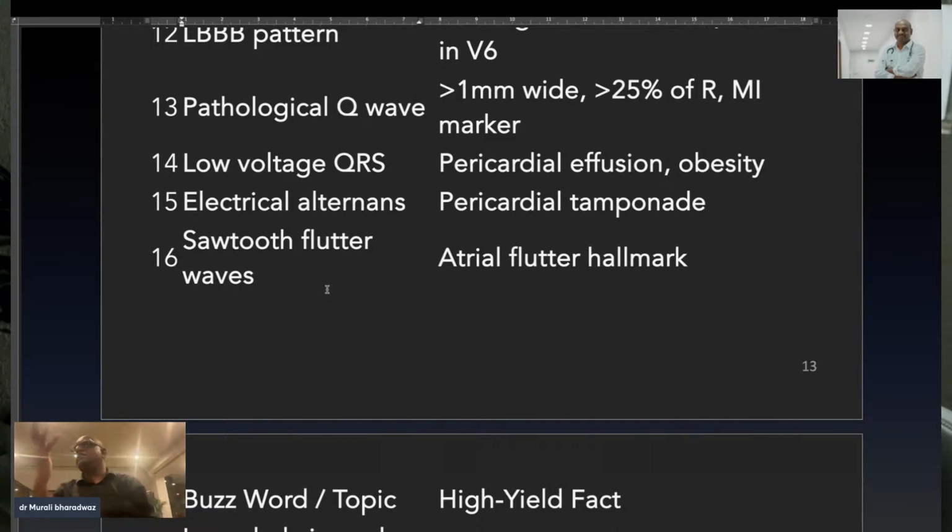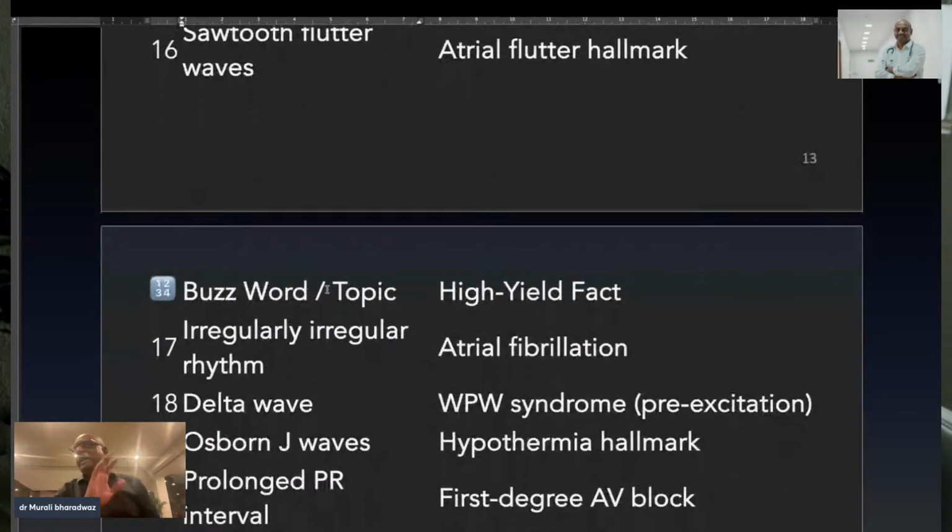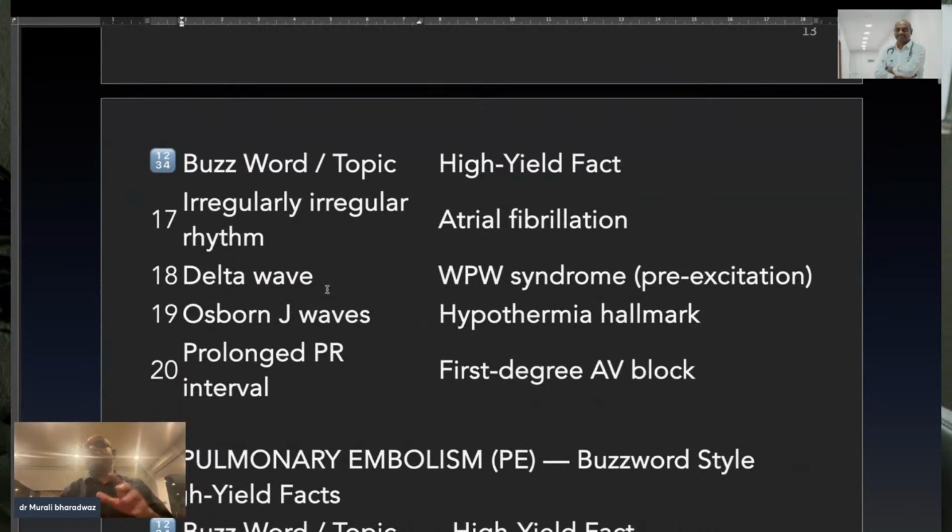Low voltage QRS is a feature of obesity and pericardial effusion. Electrical alternans is a feature of pericardial effusion. Sawtooth pattern is a feature of atrial flutter, and absent P wave with irregular rhythm is atrial fibrillation. Delta wave is a feature of WPW syndrome. Osborne wave is a feature of hypothermia. And prolonged PR interval is first degree heart block.